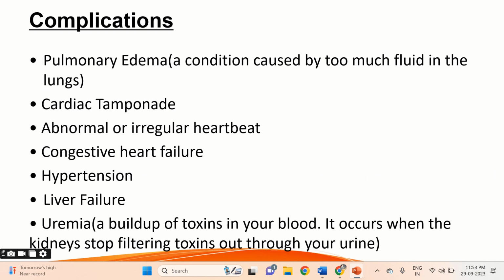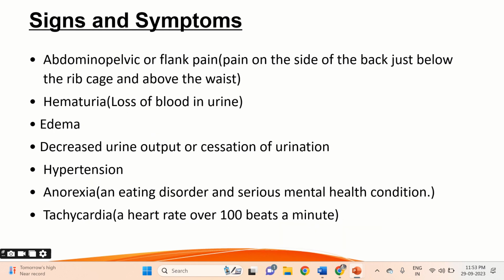Complications include pulmonary edema, a condition caused by too much fluid in the lungs, cardiac stagnation, abnormal or irregular heartbeat, congestive heart failure, hypertension, liver failure, and uremia, a buildup of toxins in the blood. It occurs when the kidneys stop filtering toxins out through the urine.